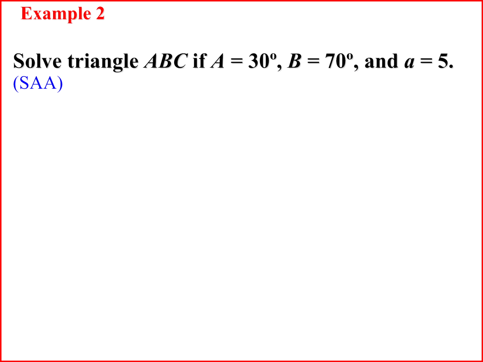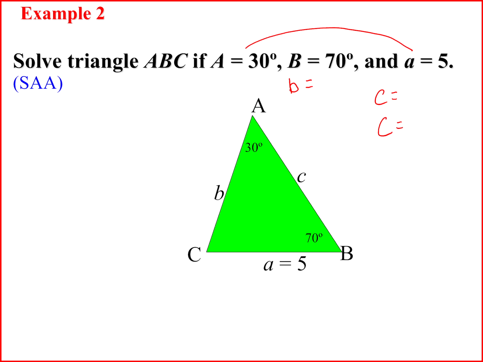So moving on to example 2, again, we're given pieces of information. We're given capital A and little a, so we're given both of these. We're also given capital B, so I don't know little b, I don't know little c, and I don't know capital C, which are the missing pieces of information. We will draw our triangle with what we know and where everything is set up, and then we will need to write out our formulas.